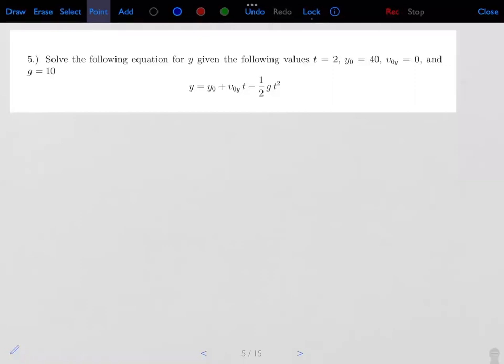Okay, in this next question, it says solve the following equation for y given the values t equals 2, y naught equals 40, v naught y equals 0, and g equals 10. So really all we're doing is plugging in those values. So I'm going to write this down again.